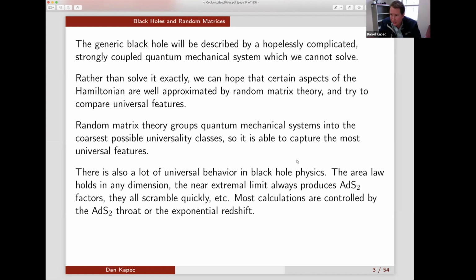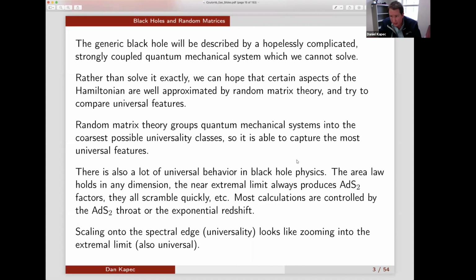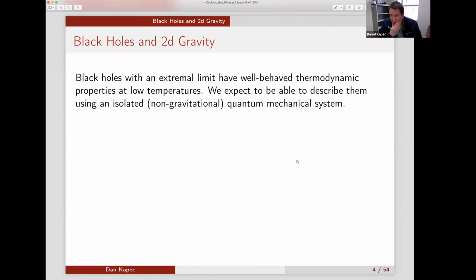Because really most calculations that are done either rely on the presence of the AdS2 throat or exponential redshift. And for me, at least, scaling onto the spectral edge where all of the universality in random matrix theory resides looks a lot like zooming in to the extremal limit, which is also universal. So that's just to say that you expect some features, and in particular, potentially some universal features of black hole physics to be reproducible using random matrix theory.